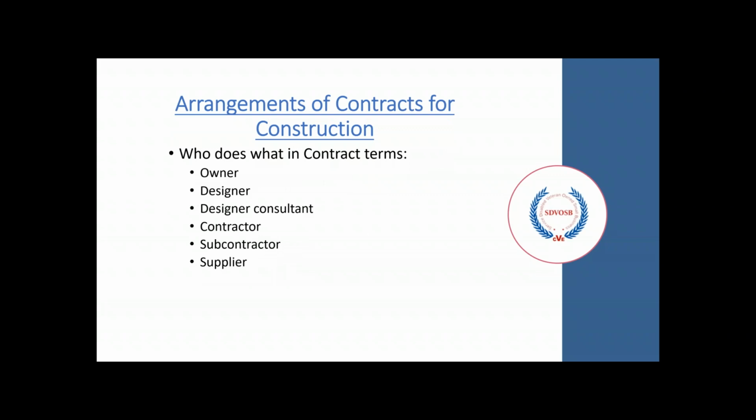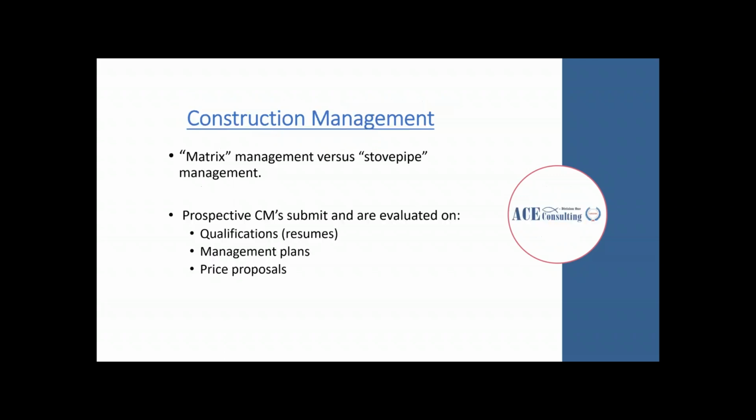When it comes to different arrangements of a contract, we're talking about who does what in contract terms. When we arrange the contract, it's who's responsible for what actions. And this has to do with the owner, the designer, any design consultants, contractors, subcontractors, suppliers. Everyone from top to bottom has roles to play.